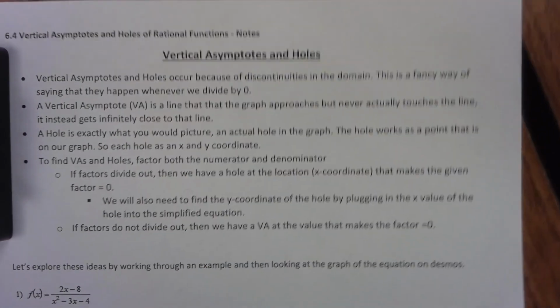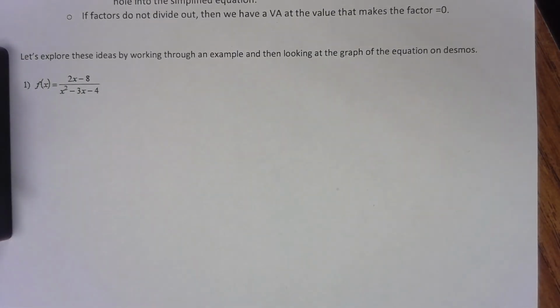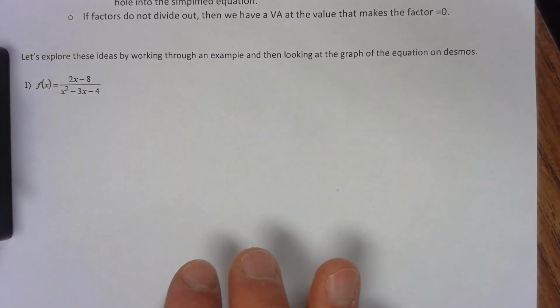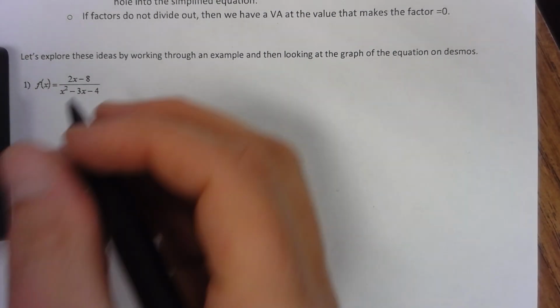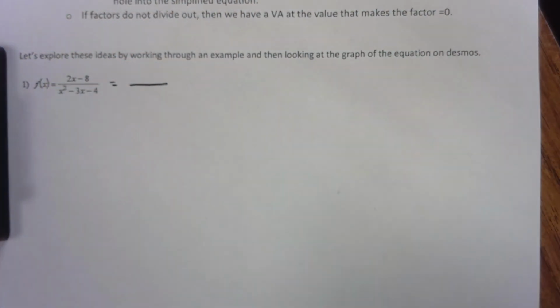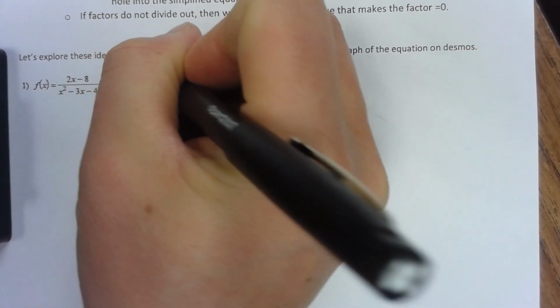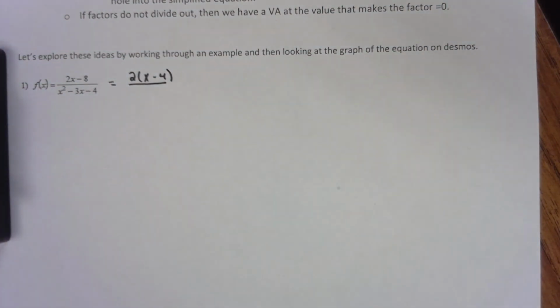So yeah, let's go ahead and take a look at this right now. This is where I'm going to pull up Desmos, but before we even do that, I want us to factor this equation. And again, with rational functions, it's important that we factor every single piece, including GCFs. So f of x, our numerator, I can factor out a 2, and I get x minus 4 as the other factor.